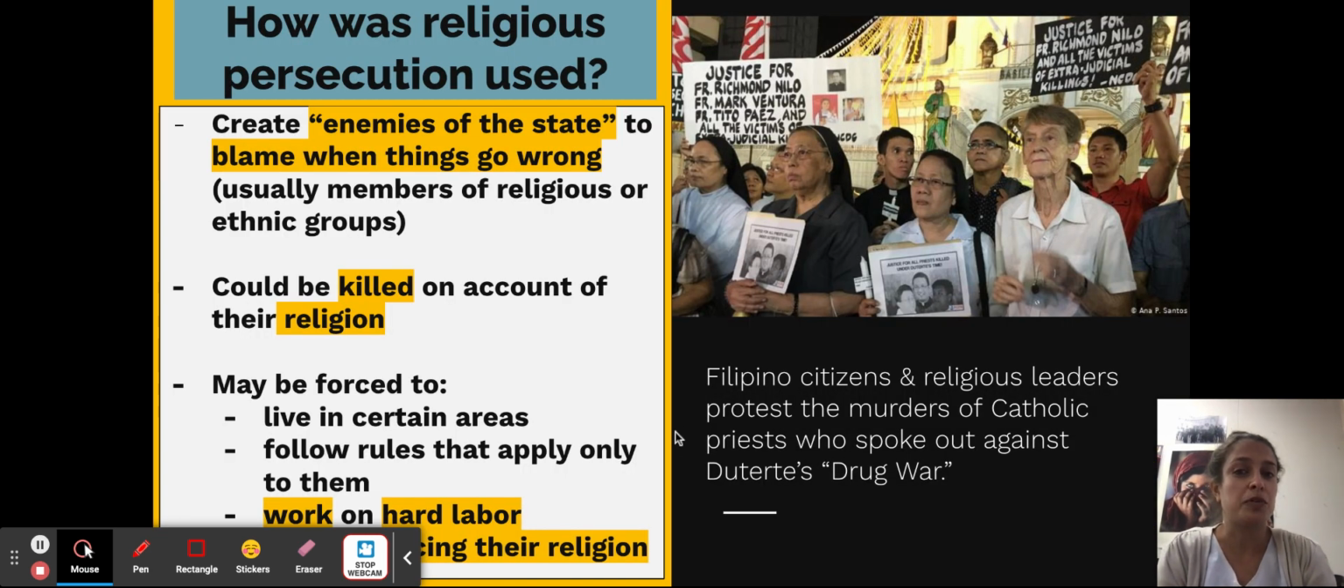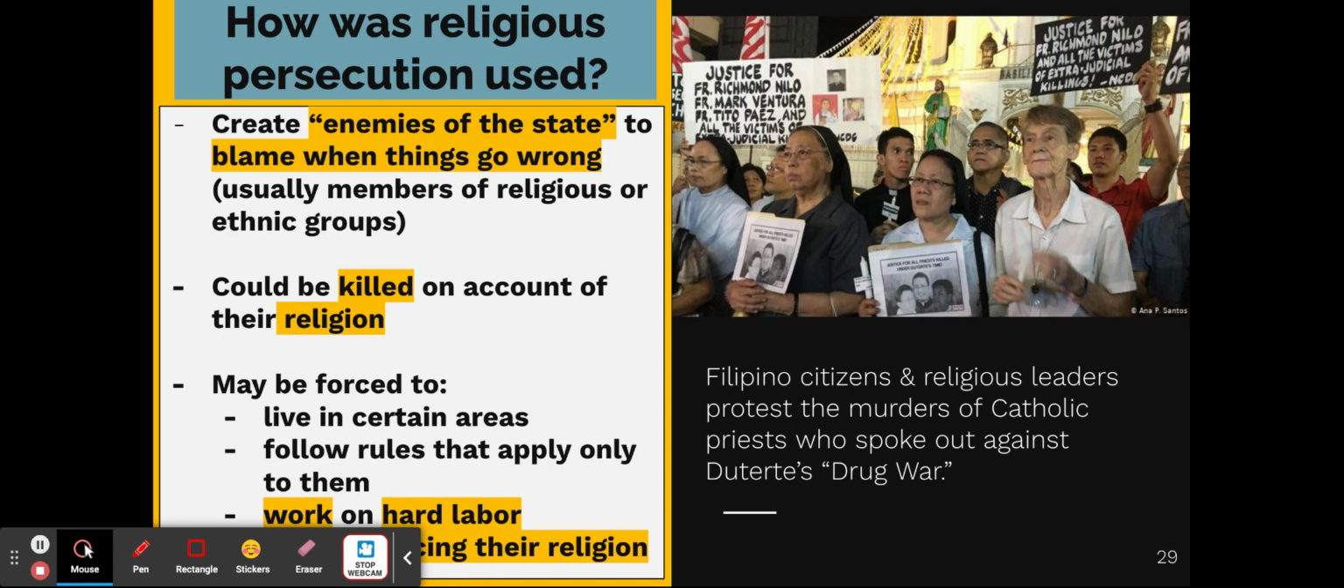So how was religious persecution used? One of the other countries we're going to look at in this unit, besides Russia and Stalin, besides Kim Jong-un and North Korea, is the Philippines. So religious persecution. Rodrigo Duterte is the leader of the Philippines. And the country is about 85% Catholic. The Catholic Church has historically held strong influence.